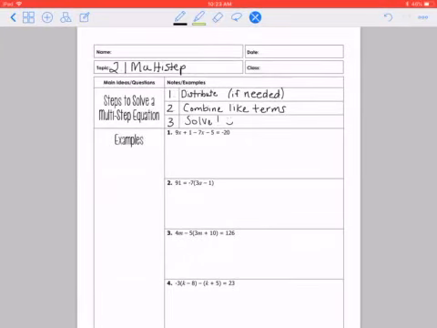Algebra 1, so let's try this again with me actually turning the sound on. Okay, so today we're doing 2.1 multi-step equations.